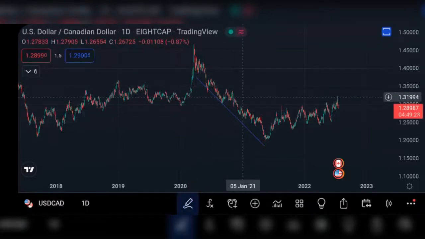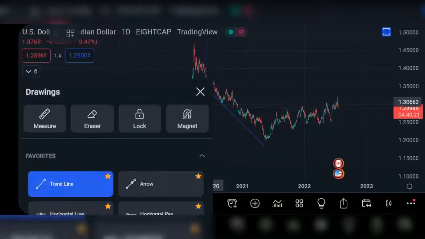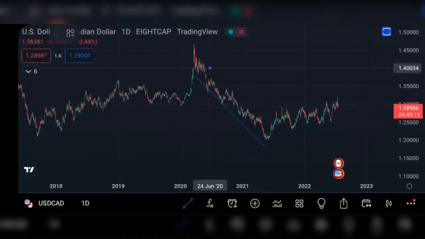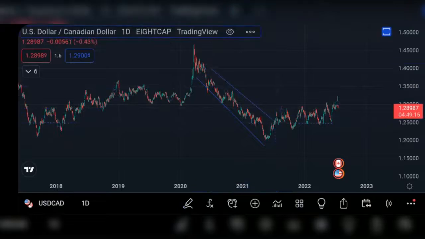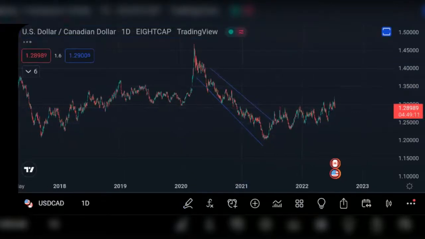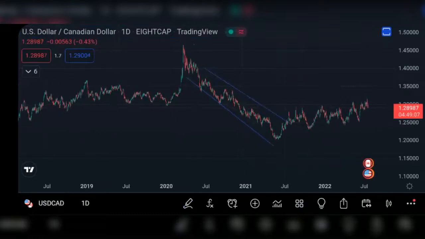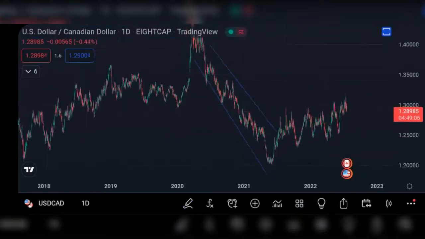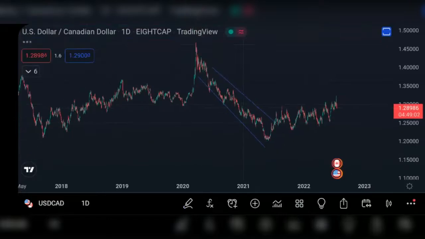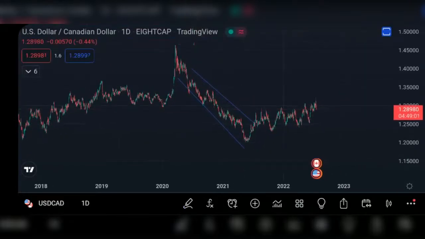It was making lower lows and lower highs from year to year. However, the strategy that I use is smart money concept. You can see that USD CAD is actually bearish on the daily time frame. I don't want to go to the weekly time frame, that's too far. On the daily time frame, we've seen that there was actually a bullish move, and later on price started retracing.